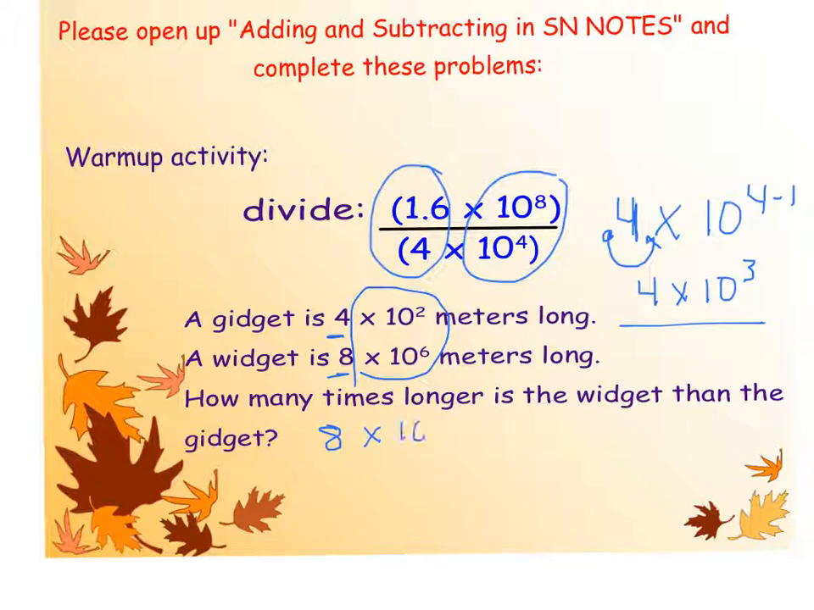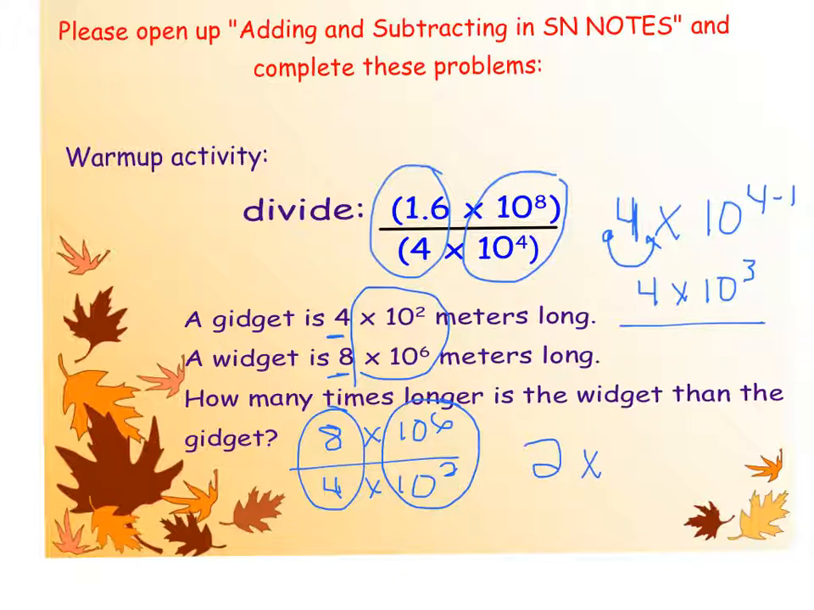8 times 10 to the 6th over 4 times 10 squared. 8 divided by 4 is 2. 10 to the 6th divided by 10 to the second. If you're dividing powers with the same base, you subtract. 6 minus 2 is 4. And this is between 1 and 10, so this is our answer. It is 2 times 10 to the 4th times longer.